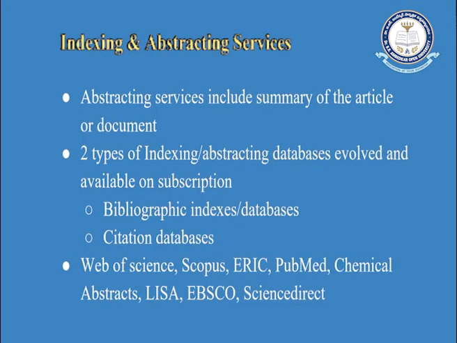The article indexing function is available in most library automation software, such as LibSys and SOUL. Indexing and abstracting services are popularly known as AI services, and abstracting services normally include a summary of the article or document chapter. Two types of indexing and abstracting databases have evolved: bibliographical indexes and citation databases.